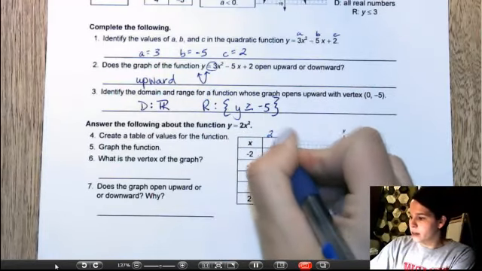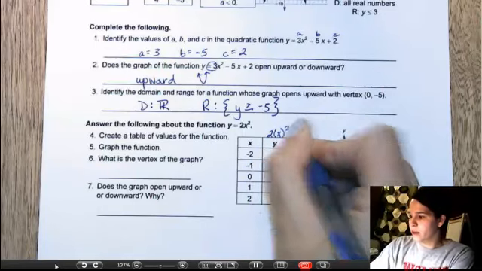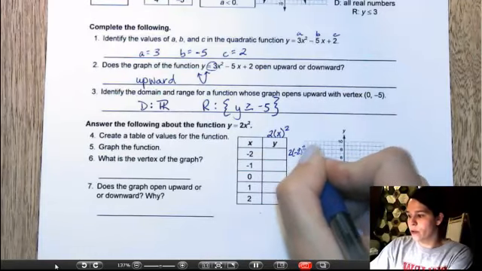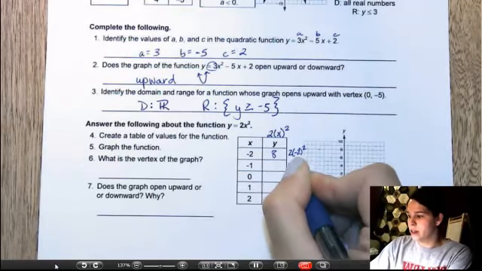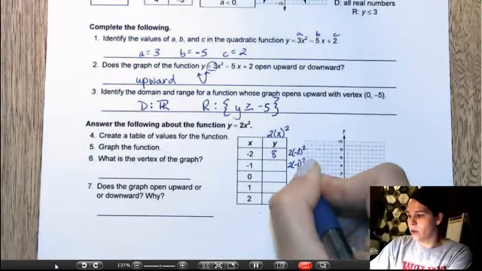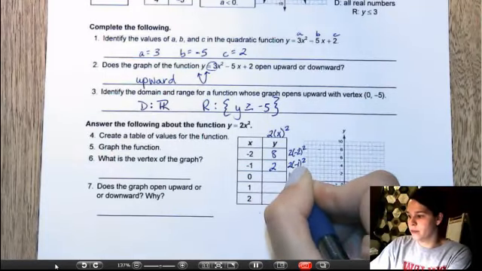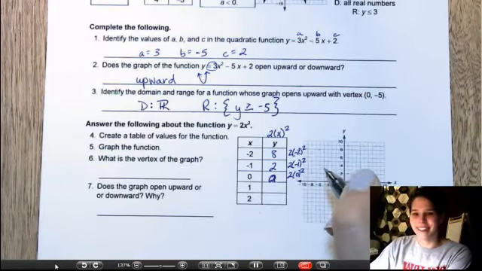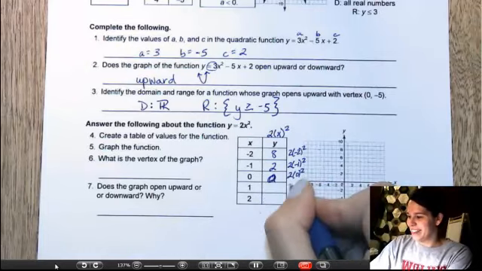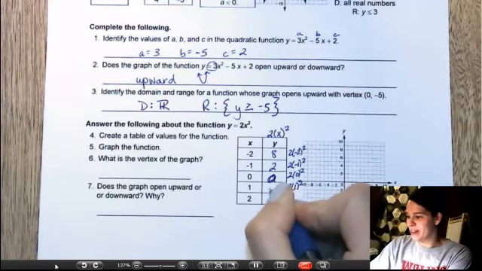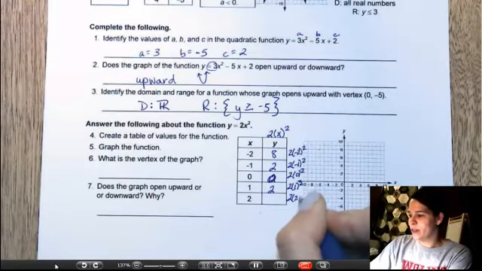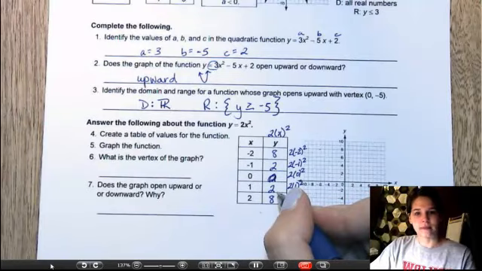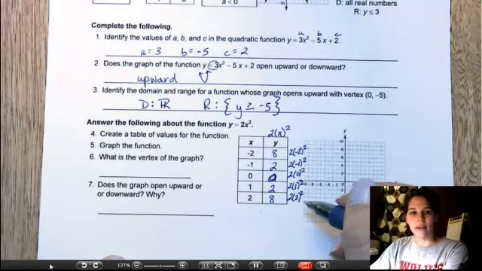So 2 times x squared. So 2 times negative 2 squared is 4, times 2 is 8. 2 times negative 1 squared, 1 times 2 is 2. 2 times 0 squared, 2 times 0, sorry, 0. 2 times 1 squared, 2 times 1 is 2. And 2 times 2 squared, 2 times 4 is 8. Okay, so we've got our table of values.